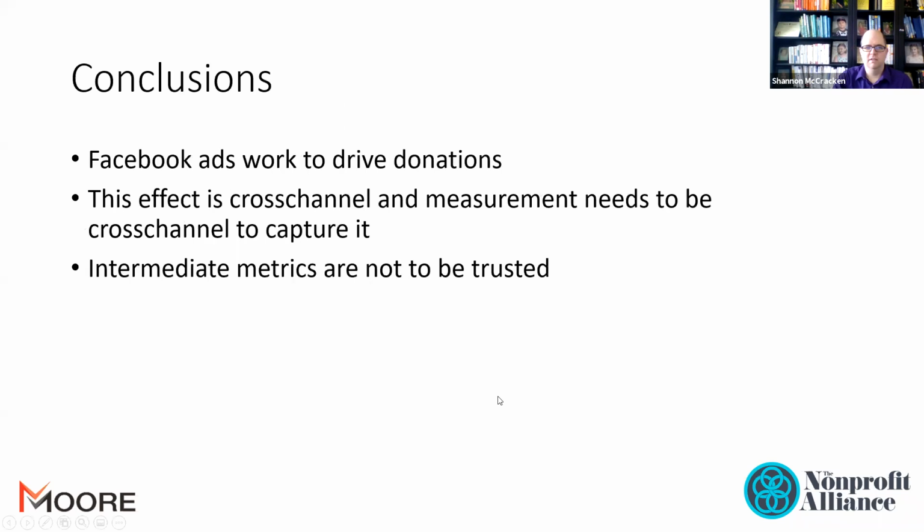So Facebook ads do work. The effect is cross-channel, and you want to do cross-channel measurement to get there. And some of these intermediate metrics, some of the more vanity metrics, likes and shares and those sorts of things, we can use these, but use them at our peril, because they don't always drive to any sort of outcome. And so this was a really interesting study for me because it controlled for a lot of the things you'd want it to control for.